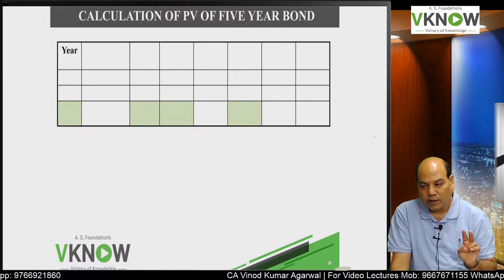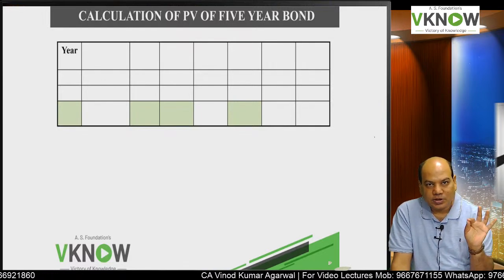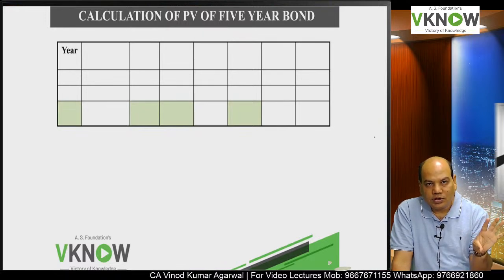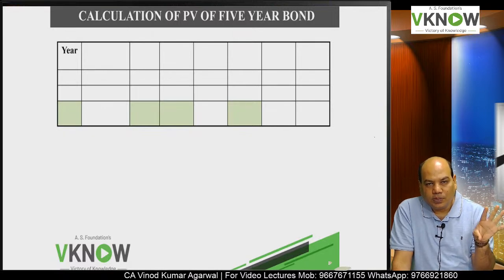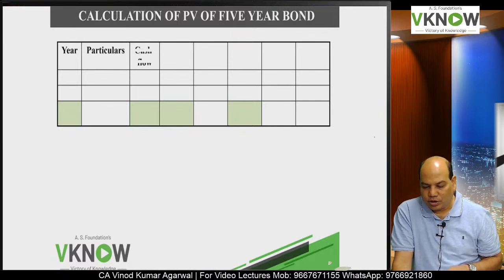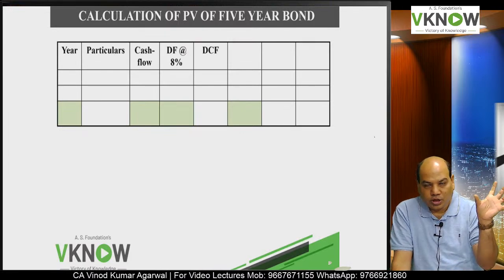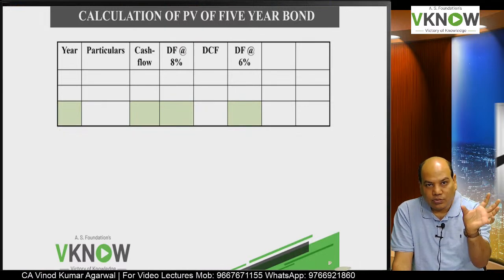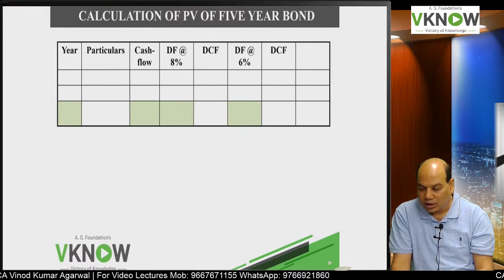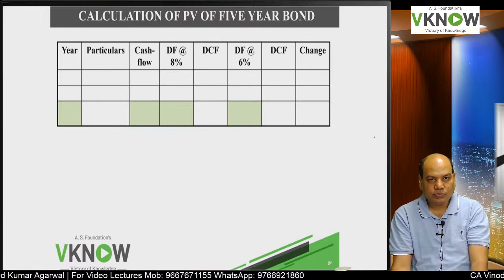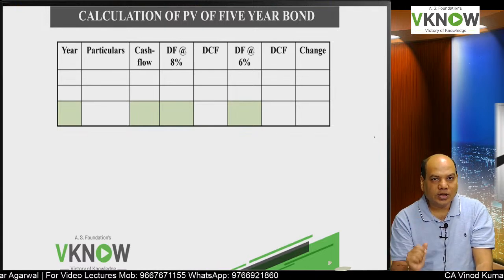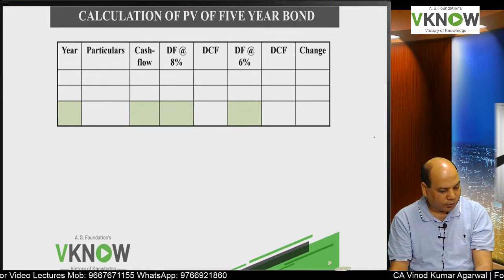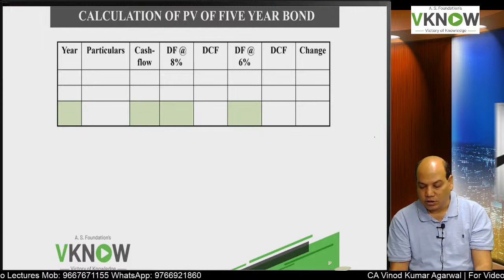Now I have to do two calculations, one at 8% discount rate and one at 6% discount rate, because I have to see how much change occurs in principal and in coupon. So both in one table. First we'll do the calculation at 8% discount rate, then at 6% discount rate, and then we'll calculate the change. Same way you will do for 20 years also. So write down the format first. Any other format is welcome if you are getting the same answer.